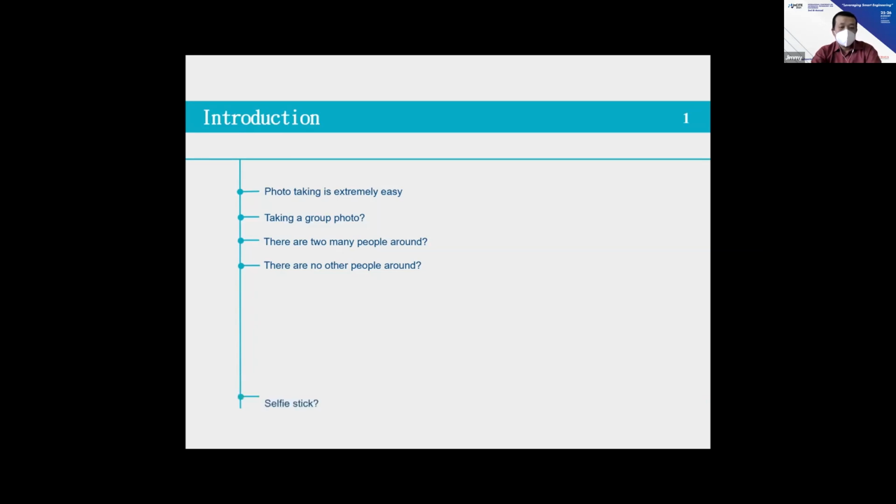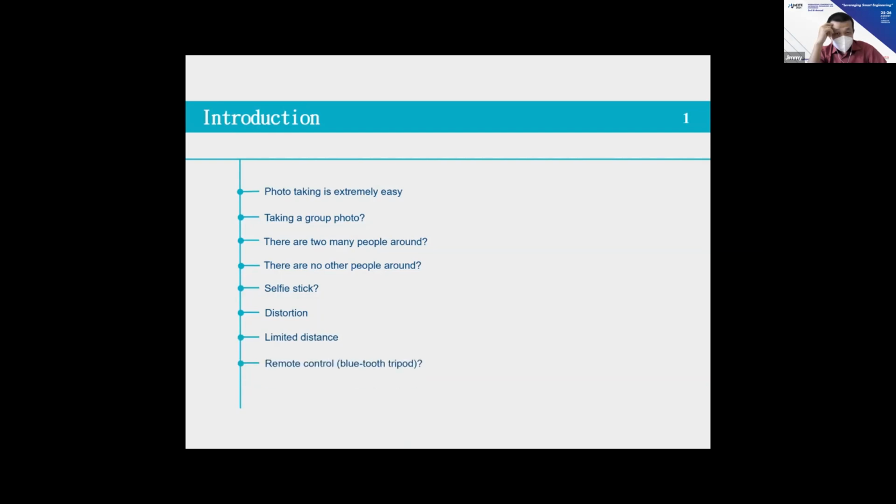You may think that we can use a selfie stick to address this problem. However, everybody knows that we have this distortion problem, that the one closer to the camera will look larger. Also, the length of the selfie stick is limited, so the distance is also limited. That means sometimes it's very difficult to fit the whole body into the picture.